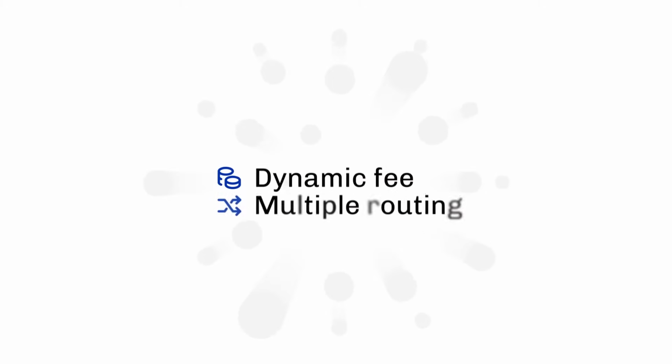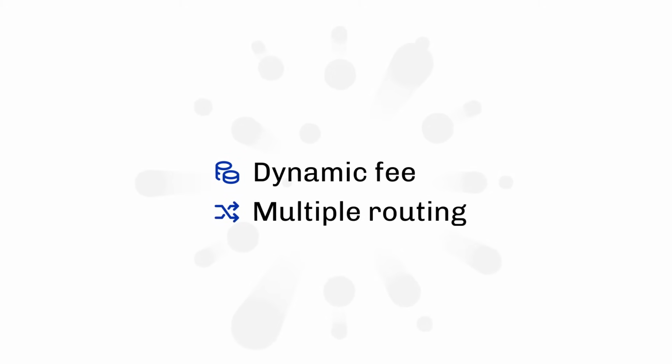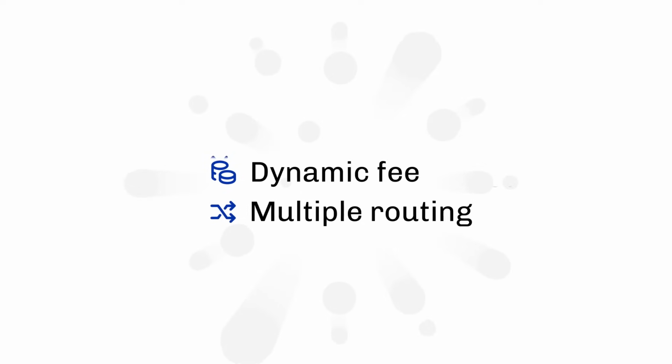The second is multiple routing. For example, now when you want to trade from MIN to LQ, you have to trade on the MIN-ADA pool first, and then swap from ADA to LQ. But with multiple routing, you can swap from MIN to ADA to LQ in one single order. Nice, so a lot of efficiency improvements.